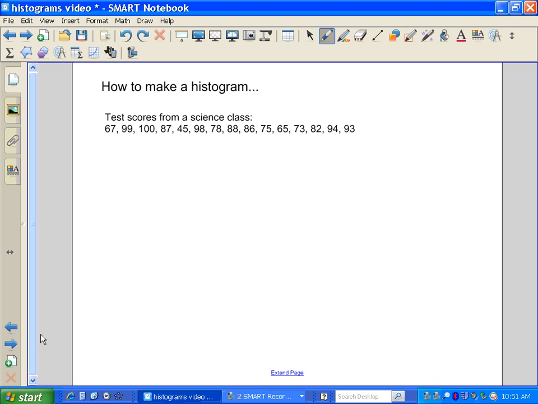All right, let's look at specifically how to make a histogram. The first thing you want to double check is, is this numeric data? Well, here we have test scores from a science class. It's numeric. It's things that were measured. I can put them into an order. And in fact, that's the next thing I want to do. I want to put this data in order, and I want to do that by making a stem and leaf plot because that's going to be a nice way to put the data in order.